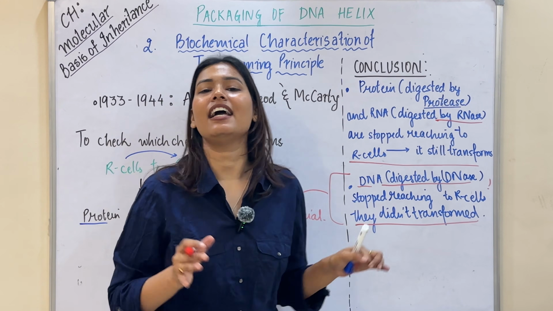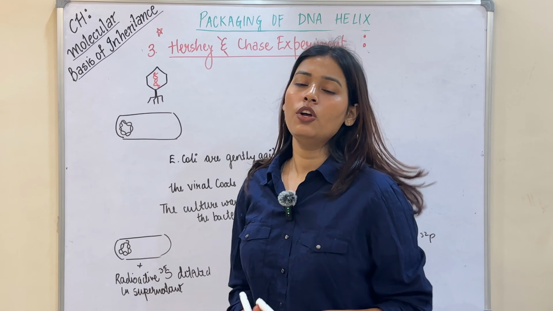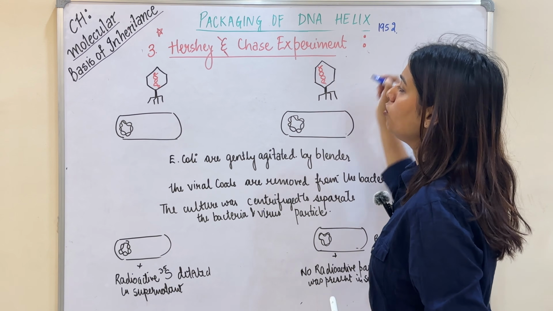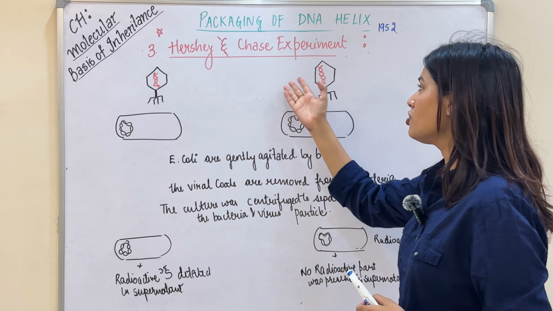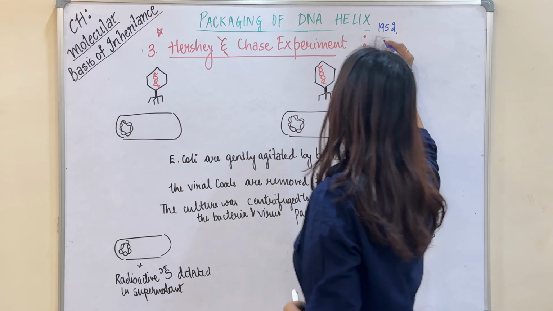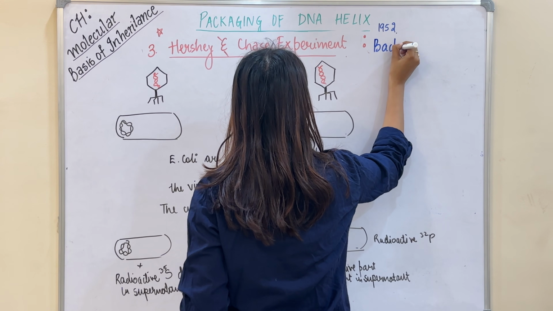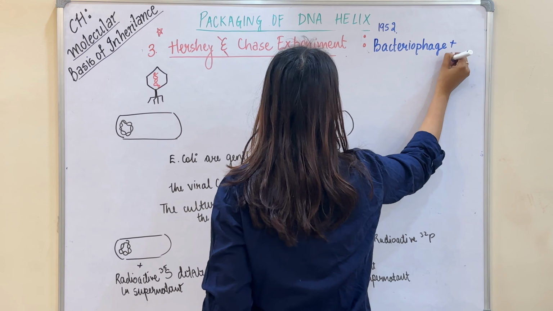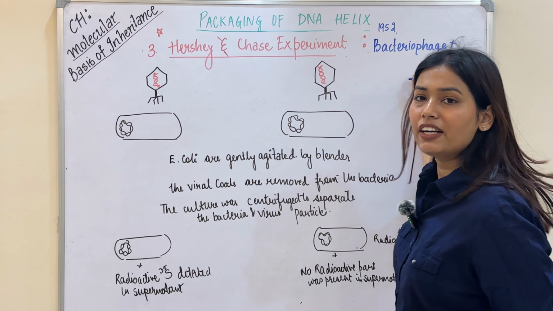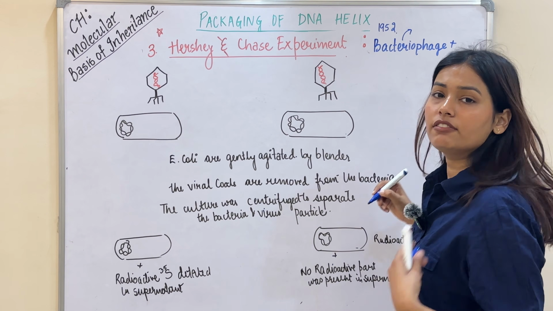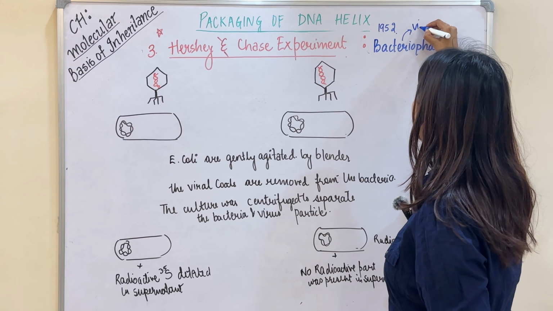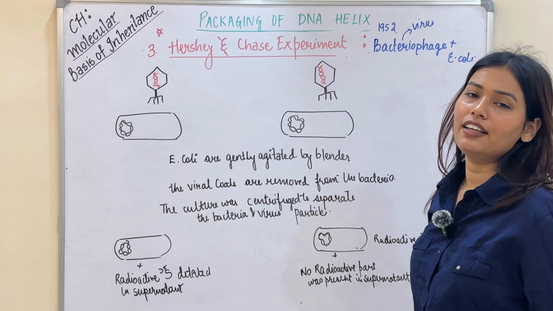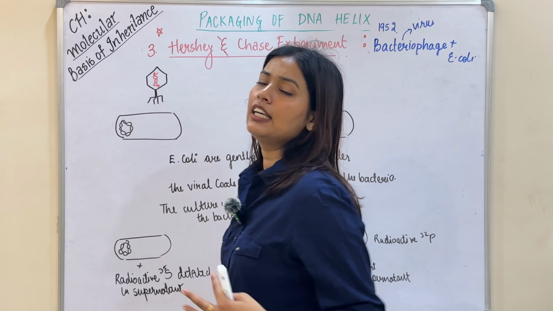But still many scientists were not convinced. So in 1952, two scientists, Hershey and Chase, performed an experiment on a bacteriophage and E. coli. What is a bacteriophage? The virus which causes infection to a bacterium. So a bacteriophage is a virus which is going to cause infection to the bacteria. They have taken the bacteria as E. coli.